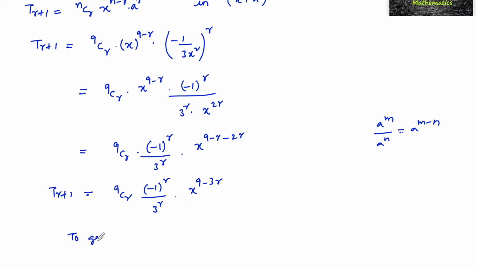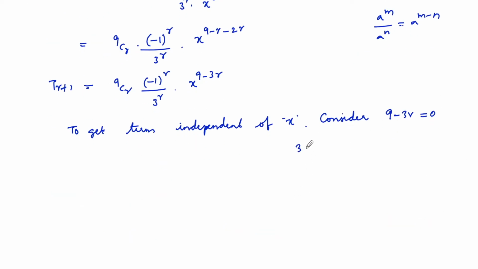To get the term independent of x, we consider the power of x to be 0. So consider the power of x is 9 minus 3r. So let us consider 9 − 3r is equal to 0. That is, 3r is equal to 9. So we can take r is equal to 9 by 3, that is 3.